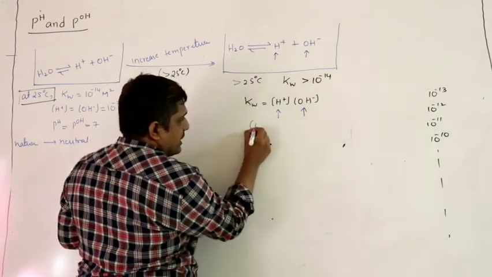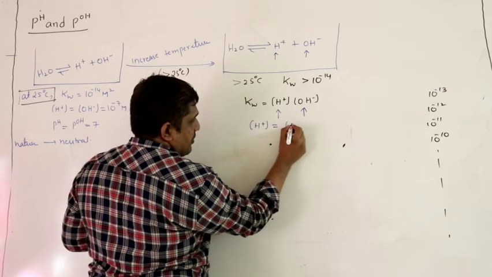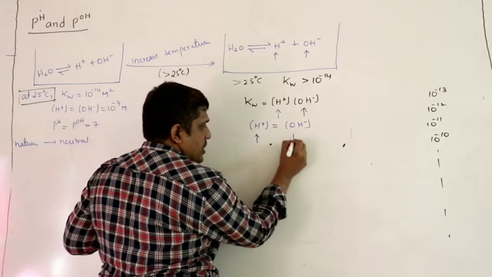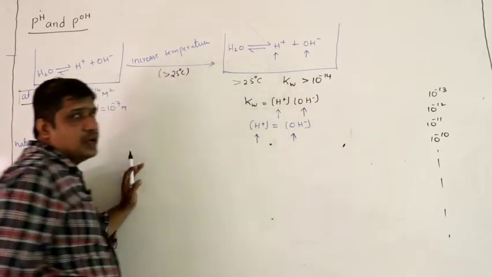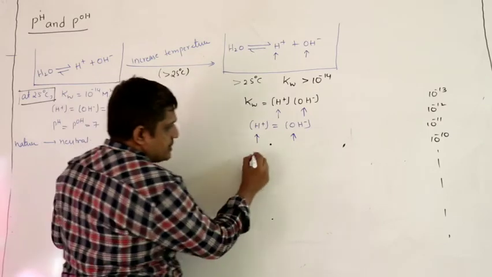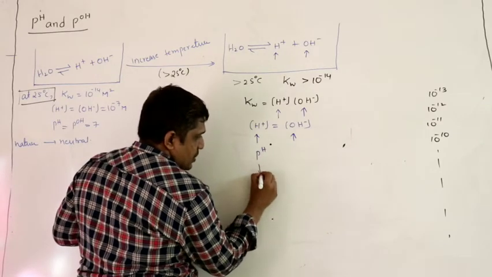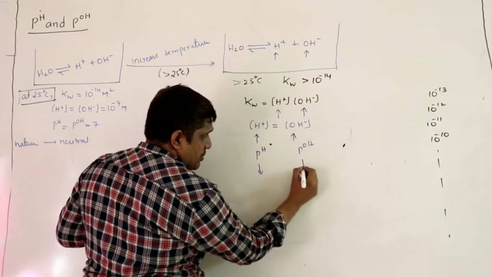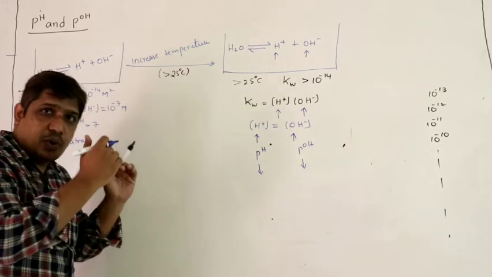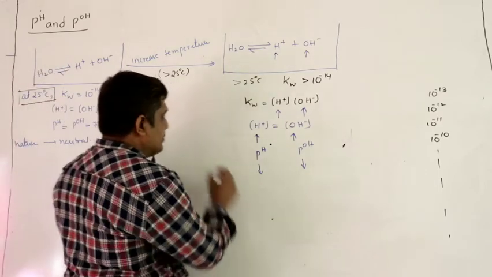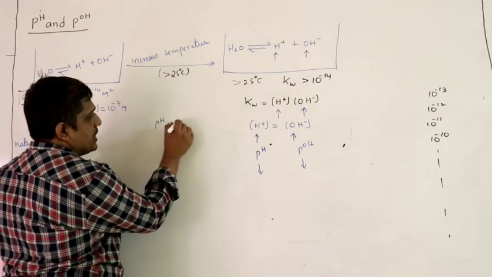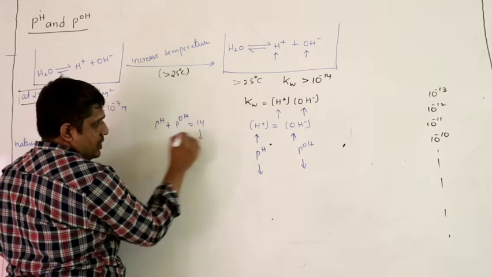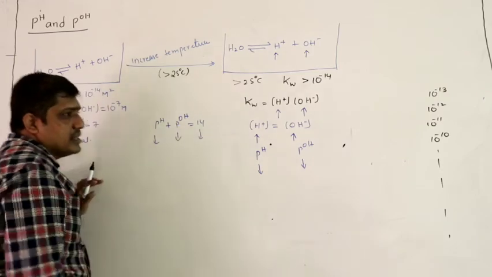But remember, the increase in the concentration of H plus must be equal to that of OH minus. H plus increases, OH minus increases, and the increase will be equal. If H plus increases, pH must decrease, because pH and H plus are inversely proportional. pOH and OH minus are inversely proportional. So pH and pOH both will decrease. That means pH plus pOH will not be equal to 14, because this value is decreasing.